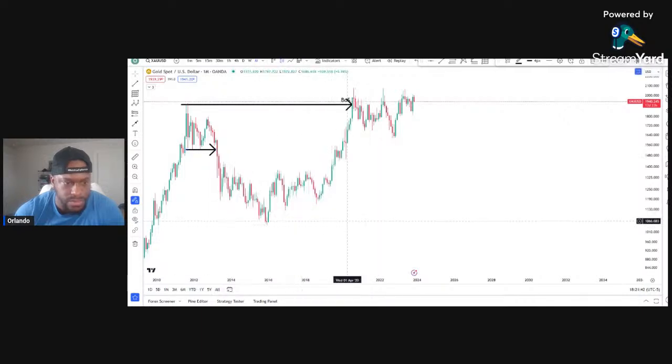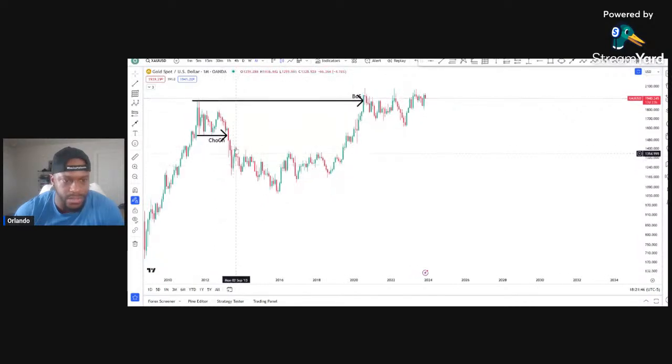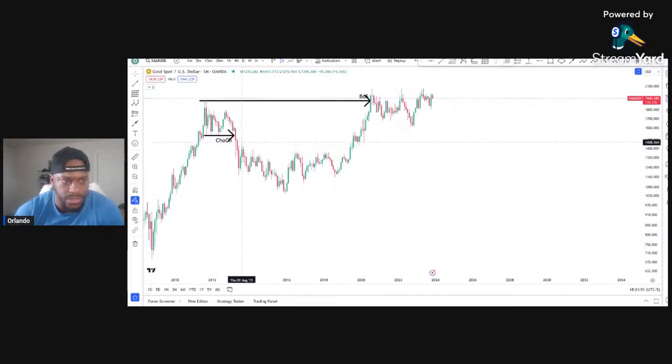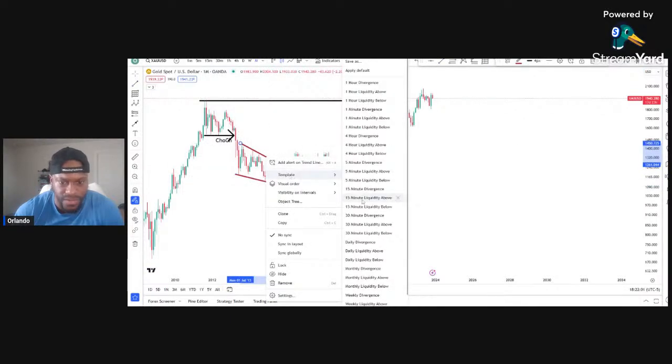Below, right? And because price did a distribution and redistribution, here's the liquidity, here's the triangle, here's the triangle right here, okay? And I'm going to mark this as a monthly liquidity above and below.